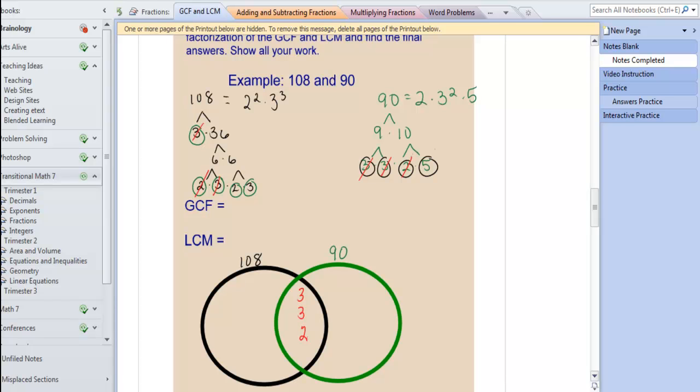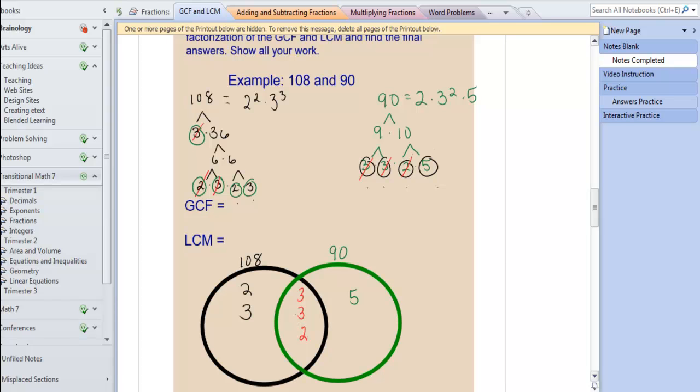So now I need to complete each circle. 108 has the factors of 3, 3, and 2, but I also need this other 2 and this other 3, so I'm going to include those in the black circle. And then in the green circle, I already have my 3 and my 2, but I need to include my 5, so I put my 5 in the green circle. Notice I don't want to write down the 3 and the 2 that are in the middle. I don't want to write them twice, only once. That makes sure that I get the least common multiple instead of just a big multiple.